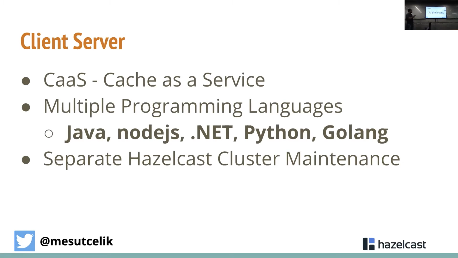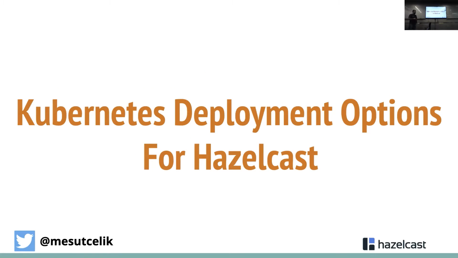So in client-server architecture, as I said, it's cache as a service. In your architecture, you can create cache as a service and tell every microservice application to use this cache cluster. Multiple programming languages are available, and as I said, the microservices layer and the caching layer are separated, so maintenance is separated. Okay.